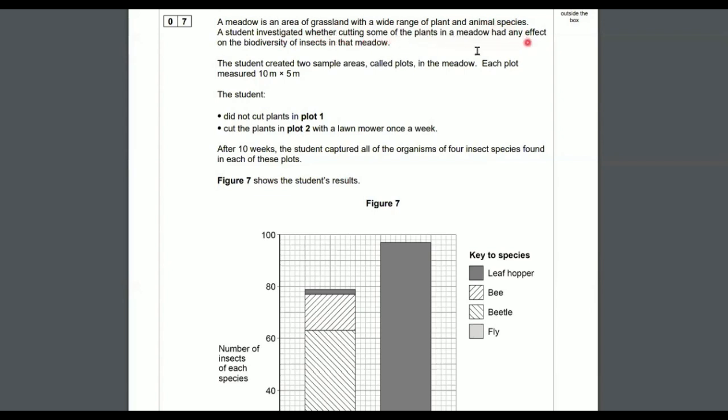Right, let's go to question 7. Let's get this into focus. I suggest you pause the video and read through the stem of this question.